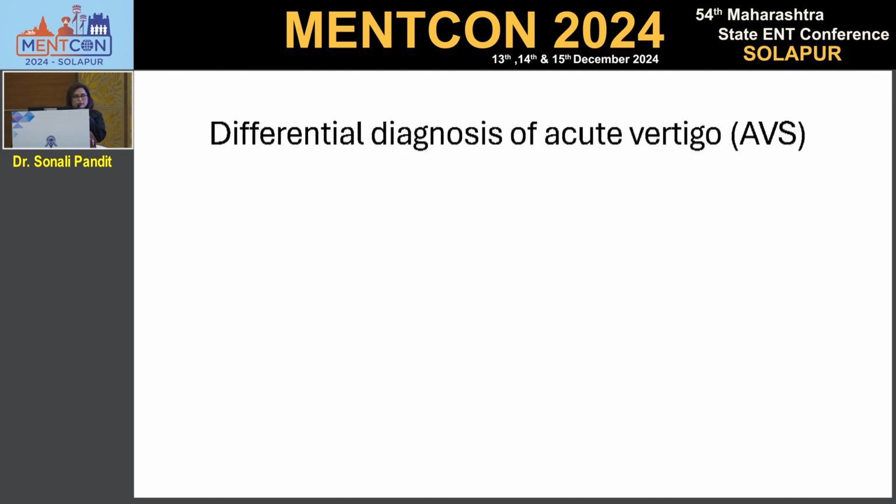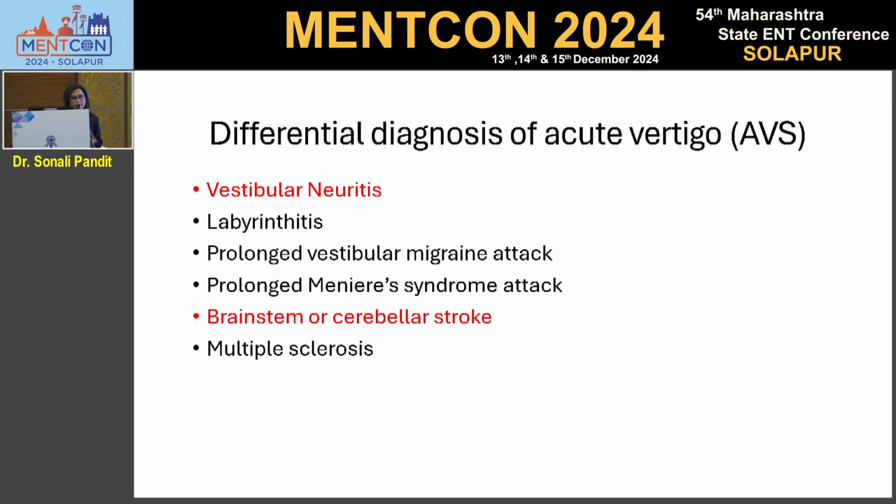When you see a patient who is having severe vertigo, dizziness lasting for hours together, and he's vomiting, having ataxia, head motion intolerance, what comes into your mind? These are the common differential diagnoses for acute vertigo: vestibular neuritis, labyrinthitis. It could be the first episode of a vestibular migraine attack. It could be a prolonged Meniere syndrome attack. It could be brainstem or cerebral stroke that we are all scared about, and multiple sclerosis.